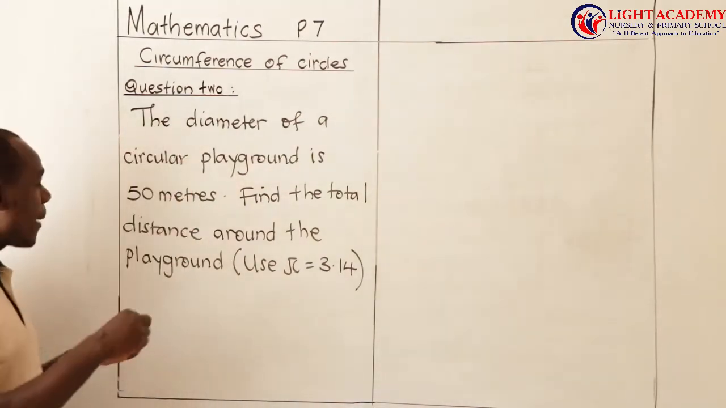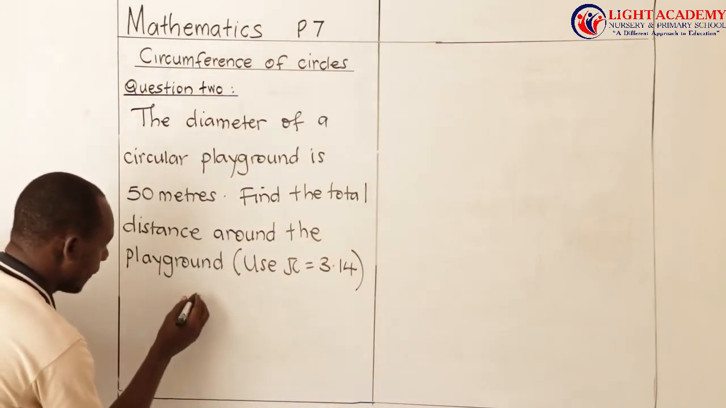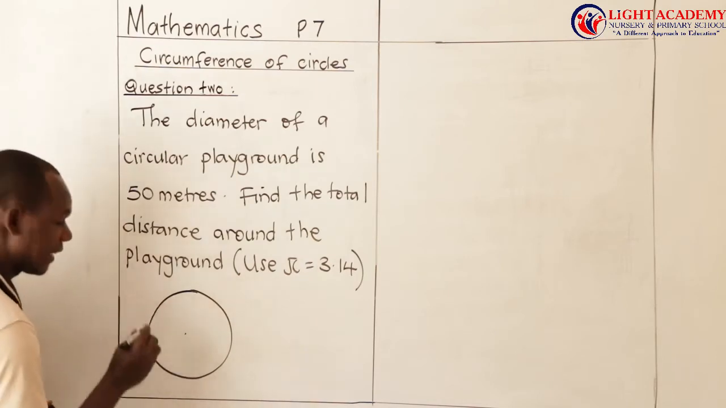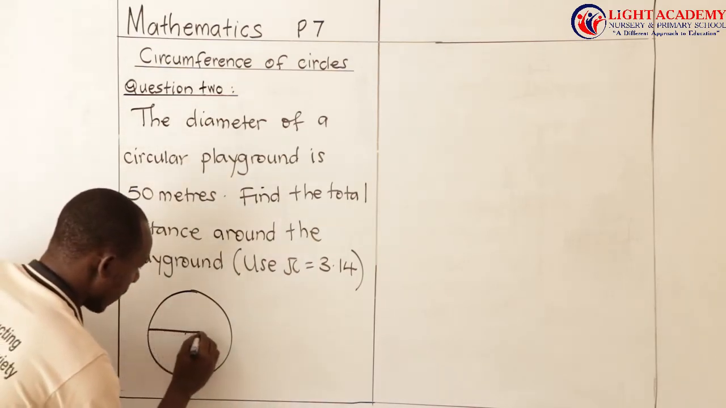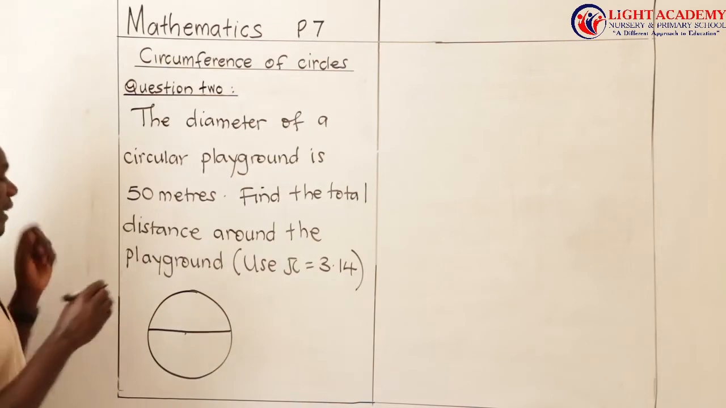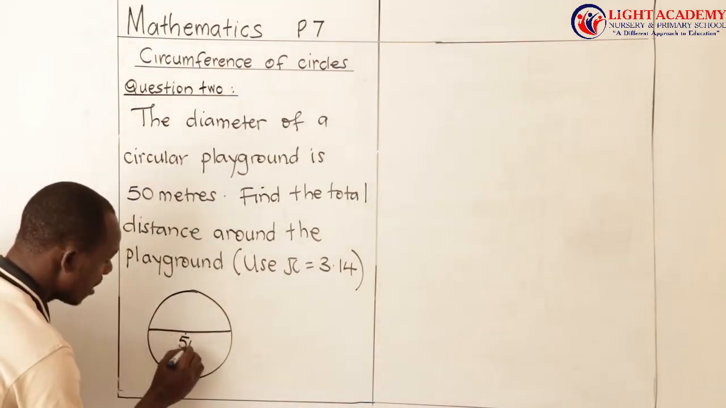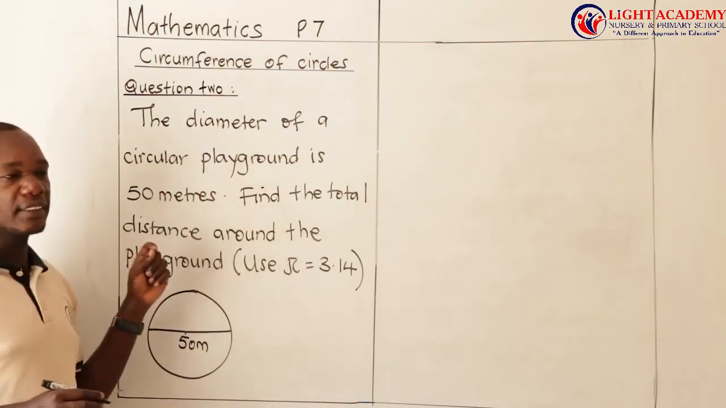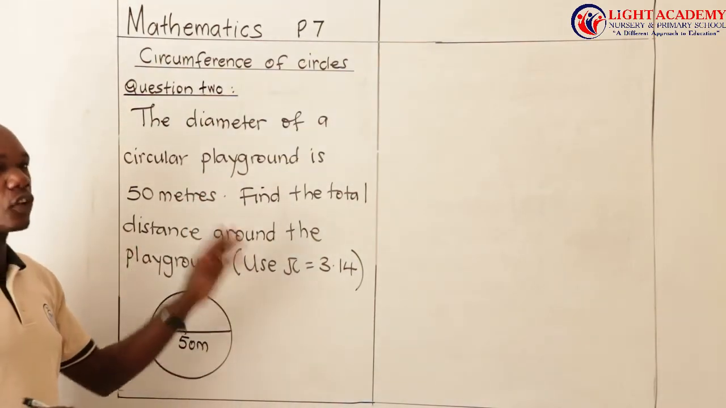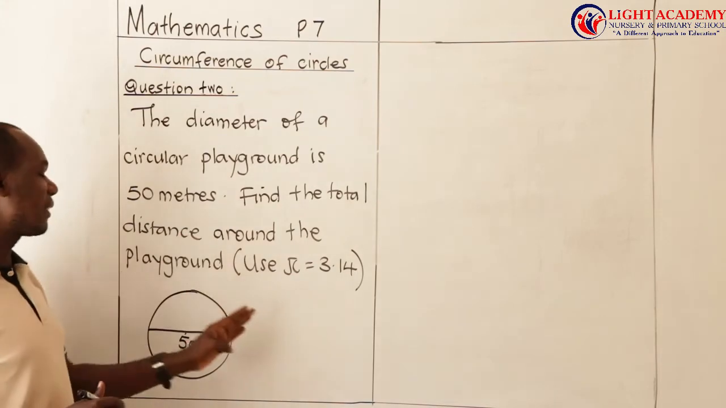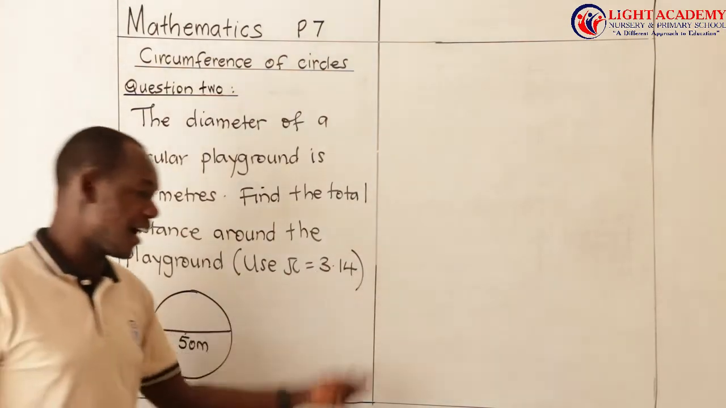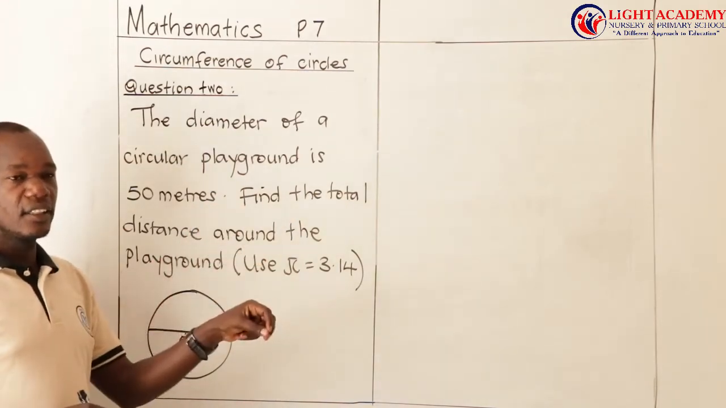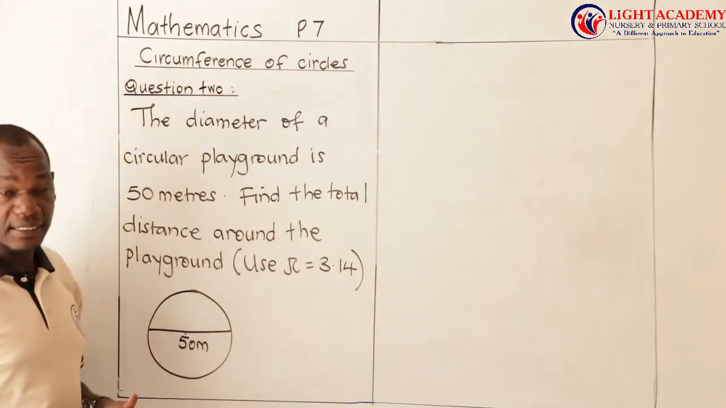So in actual sense, if I'm to draw, this is how it's supposed to look like. And this is my center, this is our diameter. And the diameter they're saying it is 50 meters. And now they want us to find circumference. Remember in number 1, I told you there are 2 formulas somebody can use. You can say circumference equals 2 pi r, or you can say circumference equals pi d, because 2 times radius is the same as diameter.